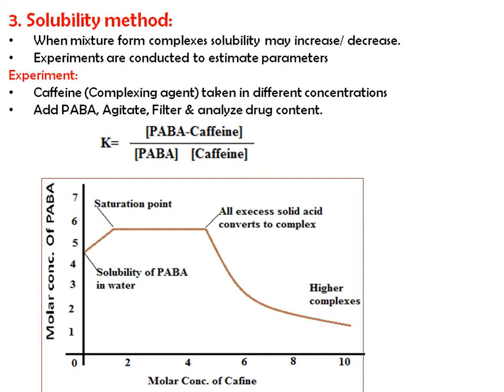Then, solubility of drug we have to plot against the molar concentration of your complexing agent. Here I have plotted the graph molar concentration of your PABA versus molar concentration of your caffeine. If you observe this diagram, initially the process of complexation increases up to this saturation point, and after saturation it will give you a constant molar concentration.